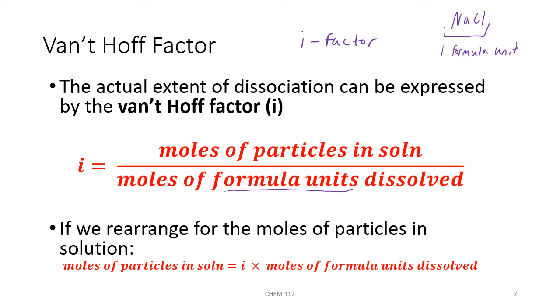So if we rearrange that formula and we solve for the moles of particles in solution, the real true number of particles, that would be equal to the I factor times the moles of formula units dissolved. So anywhere in our colligative property formulas where we have moles of solute, if we multiply by that I factor, we can adjust the formula to be for an ionic compound.